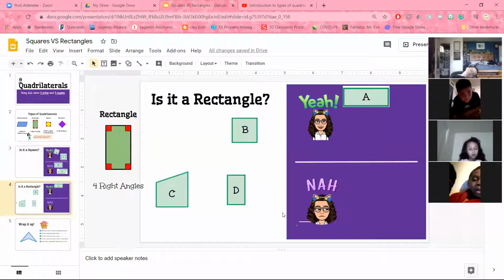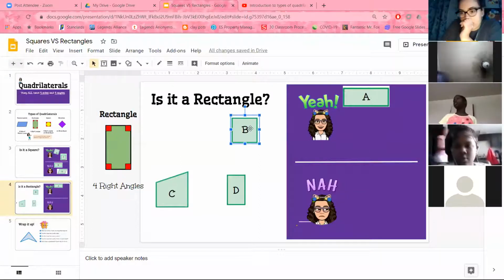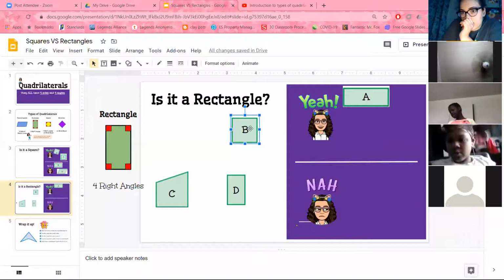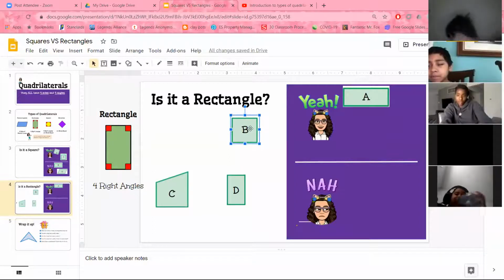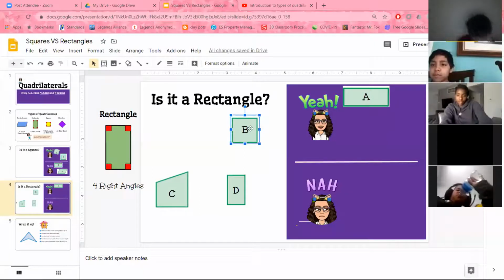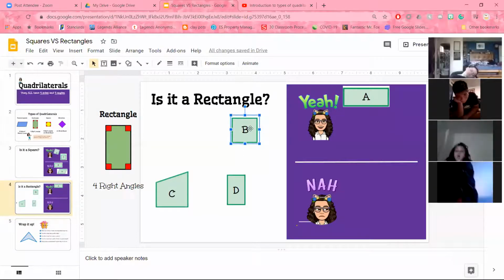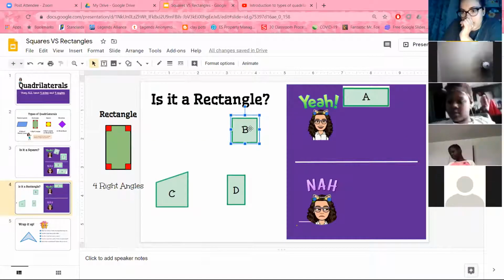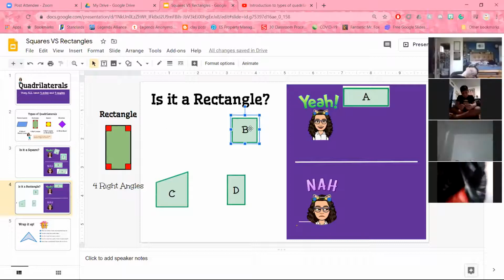Let me see that chat. JV, are you there? Is shape B a rectangle? Yeah, I have that here. Okay, go on the front. Don't go back in the room. Okay. Do that.